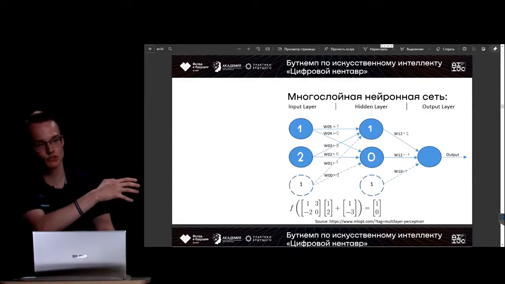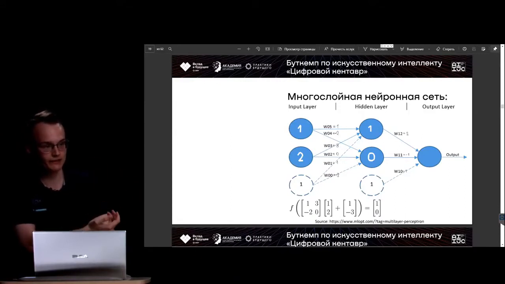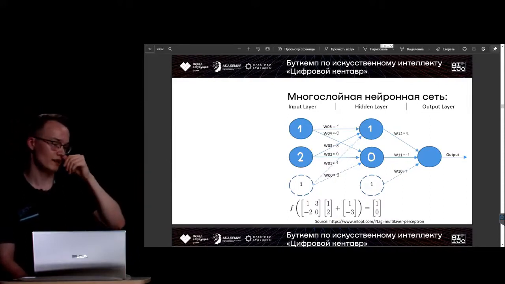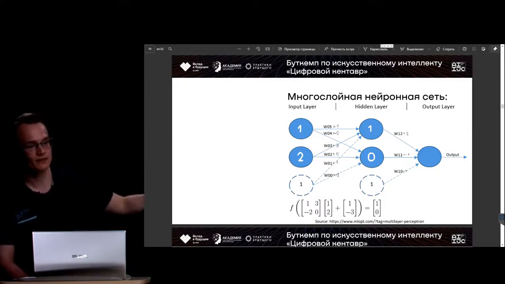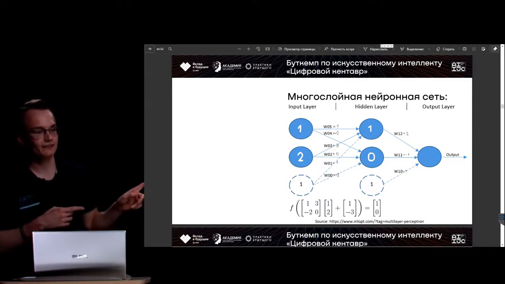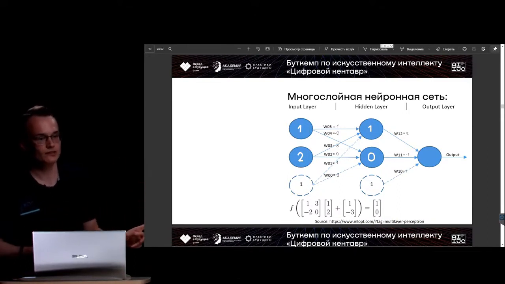So receiving the value of the subsequent layer from the previous one looks as follows. We multiply the vector of inputs, 1 and 2 in this case, by the matrix of weights, which is 1, 3, minus 2, 0. Then we add bias, so that's the constant, and here it is 1 and minus 3, and apply the activation function. The activation function, in this case f, is a function which will work on vectors, and we will apply it element by element.